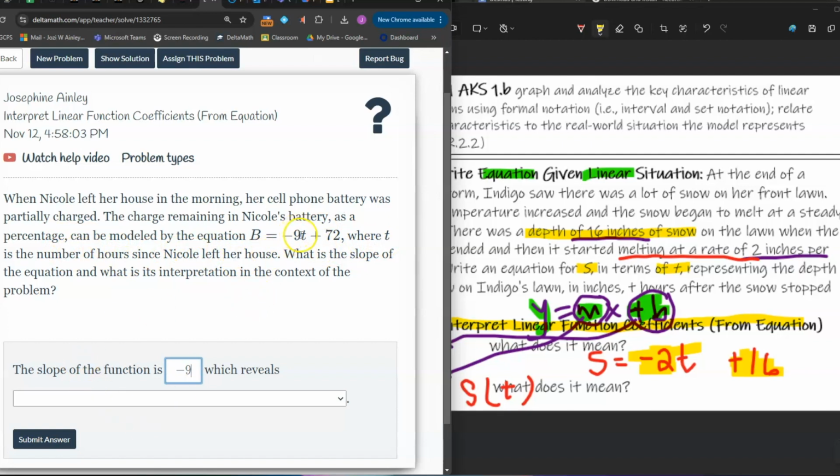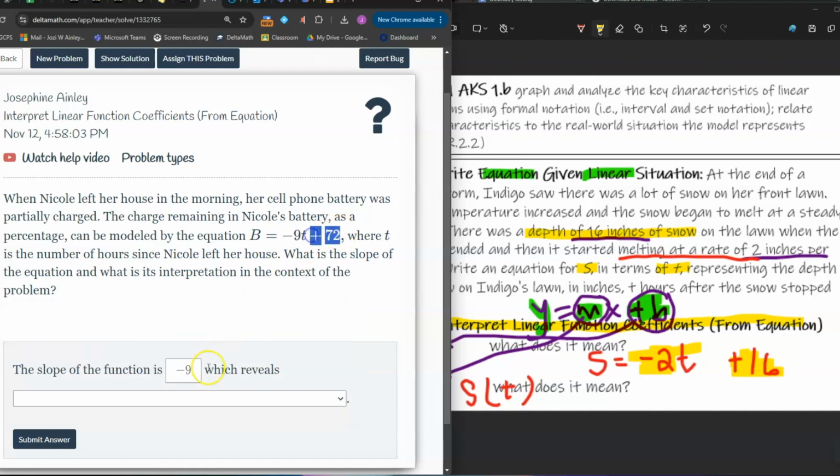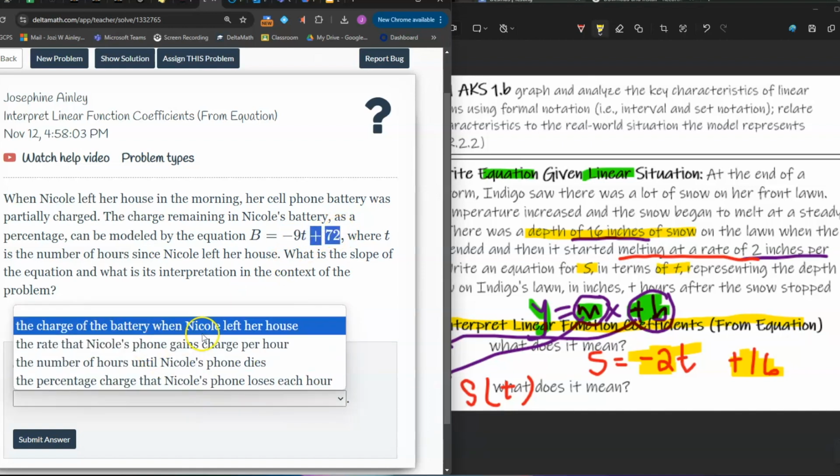So what is my slope? Okay, it's going down. My battery, so I didn't have it fully charged, but it's going down by 9%, because it says in percentage, every hour. Well, I'm sorry, where T is the number of hours. Okay, so it's going down by 9% every hour. So that's what I'm looking for. Change the battery when the charge, no, that's like my start, right? So if the question was what's the y-intercept, right? It's what I start with would be this 72, and that would be the charge of my battery.